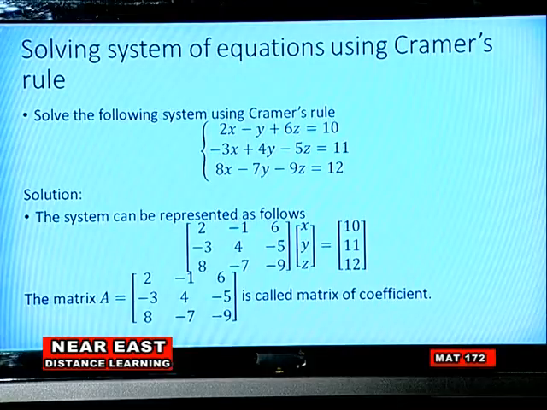Next is solving a system of equations using Cramer's rule. This is one of the applications of determinants. We use Cramer's rule to solve a system of linear equations. And last semester we showed how to solve a system of linear equations using substitution and elimination. So here, you can use Cramer's rule to solve a 2 by 2 system of equations, which is 2 equations, 2 unknowns, simultaneously.